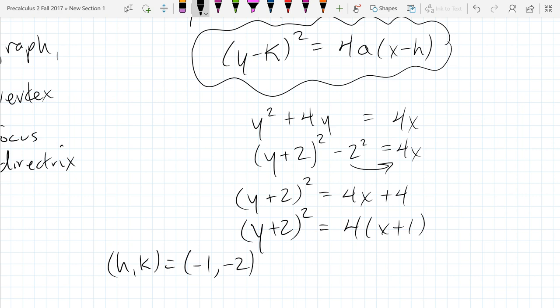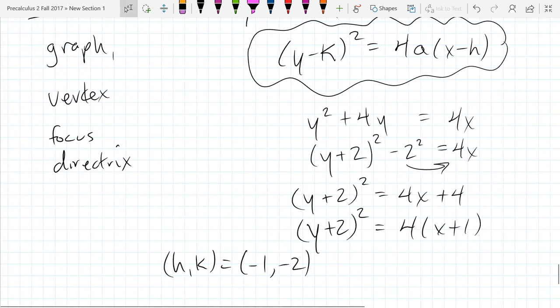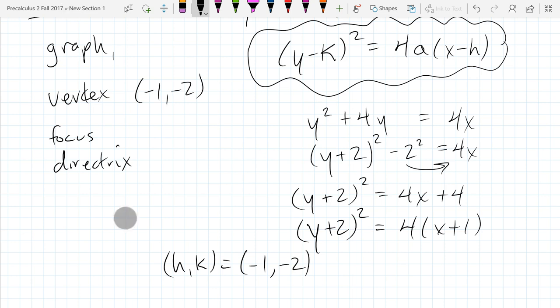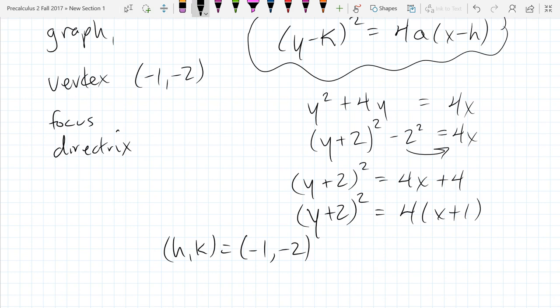What part of the graph does this correspond to? It's the vertex, yeah. So we got minus 1, minus 2. And what is a? It's definitely not 0. a is 1. It's the invisible 1 right there.